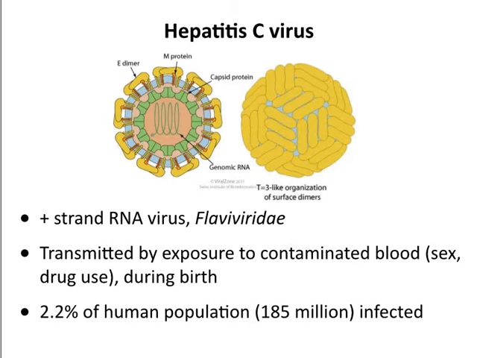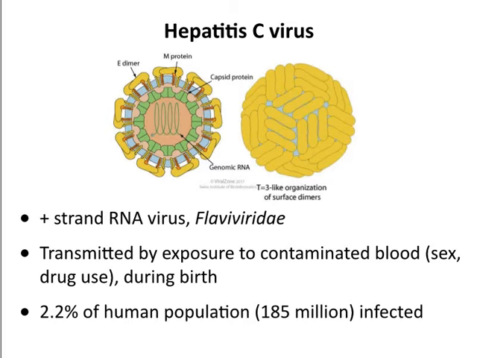There's another virus that targets the liver, hepatitis C virus, and this is an entirely different kind of virus. This is an RNA virus, a plus-stranded RNA virus. It's a member of the Flaviviridae family, which has viruses in it like yellow fever and West Nile virus that we talked about last time. It's got an icosahedral capsid surrounding the genome, and then around the capsid is an envelope with glycoproteins in the envelope.